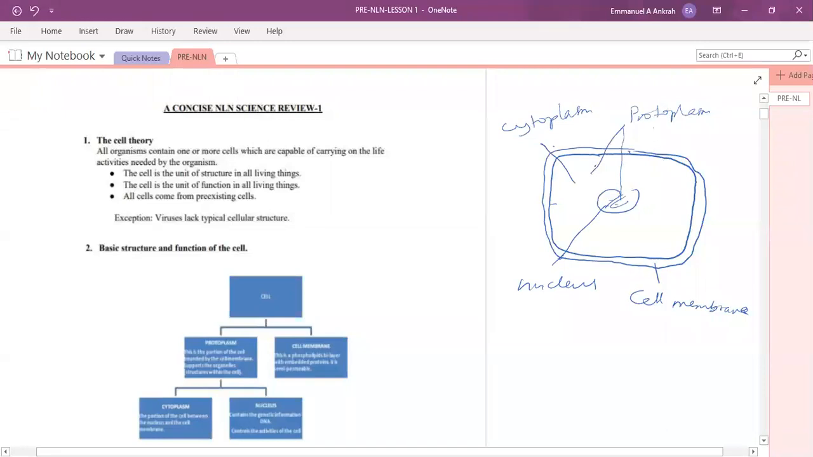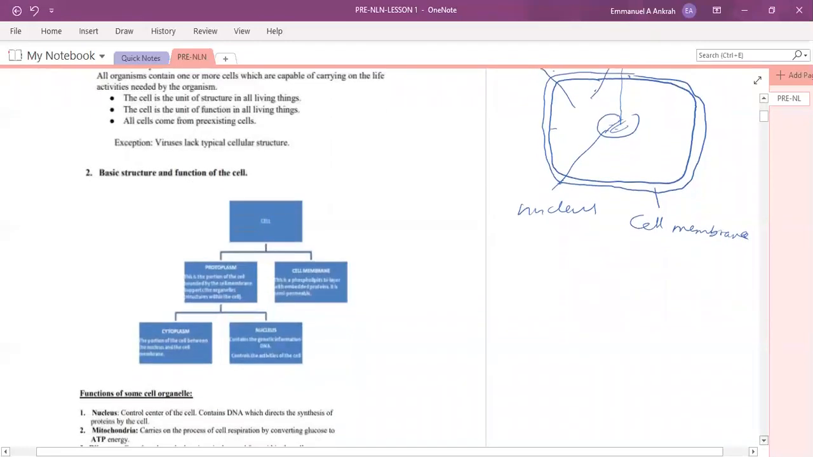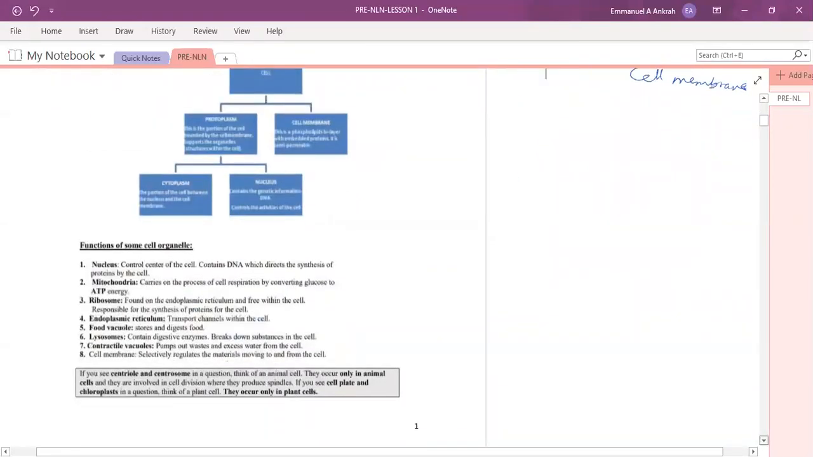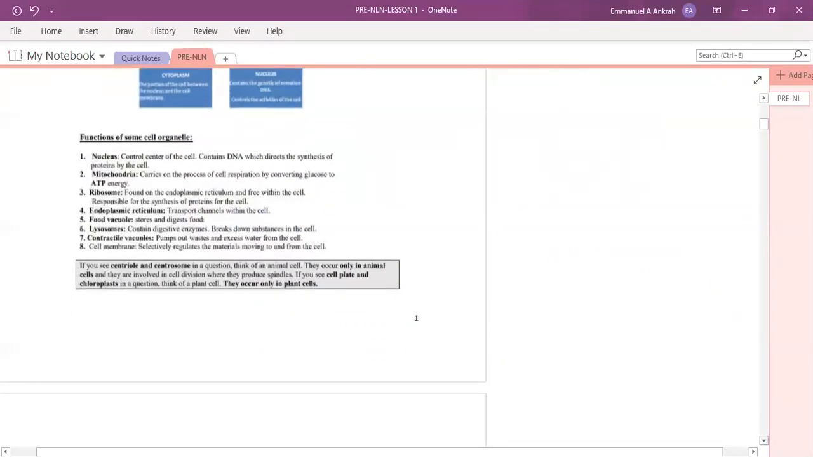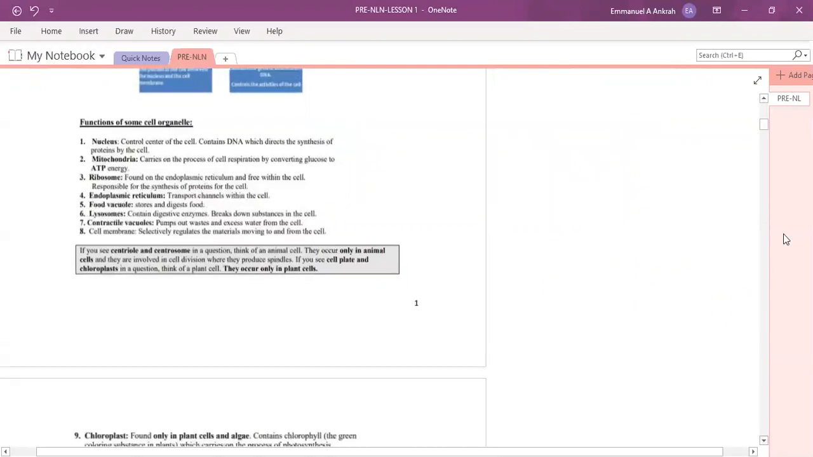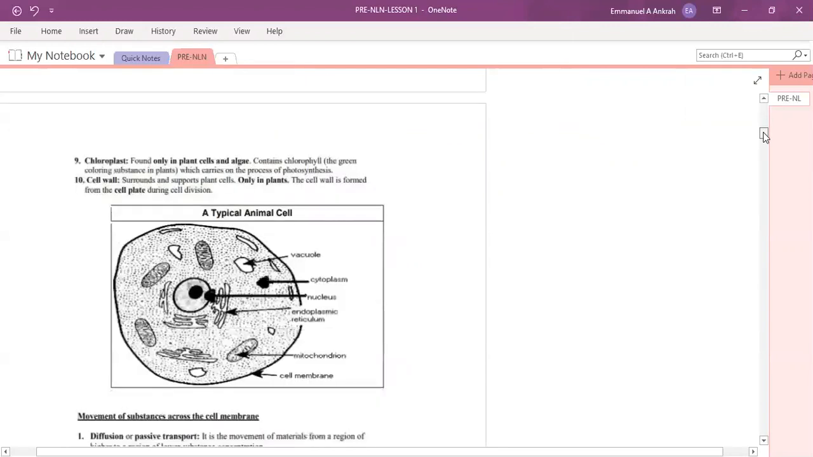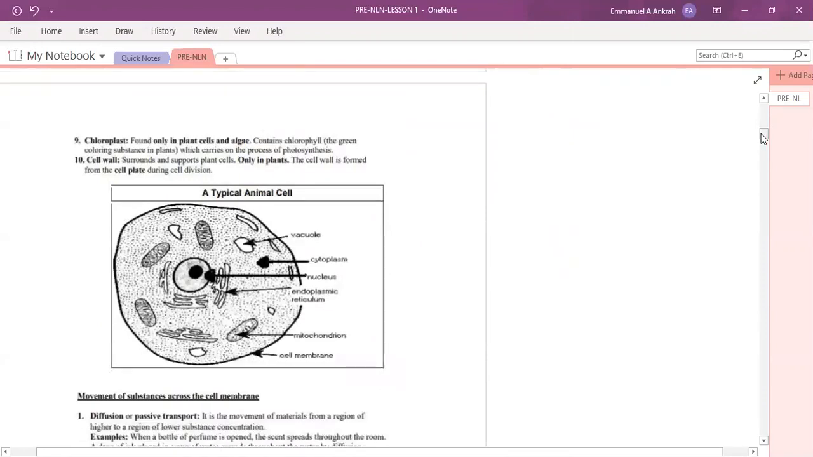Now, what you should know for the test basically is the structure and function. You have to know this very well, the structure and function. That's the way you should study for the test. And I have a typical structure of the cell here. So we'll go through that first.